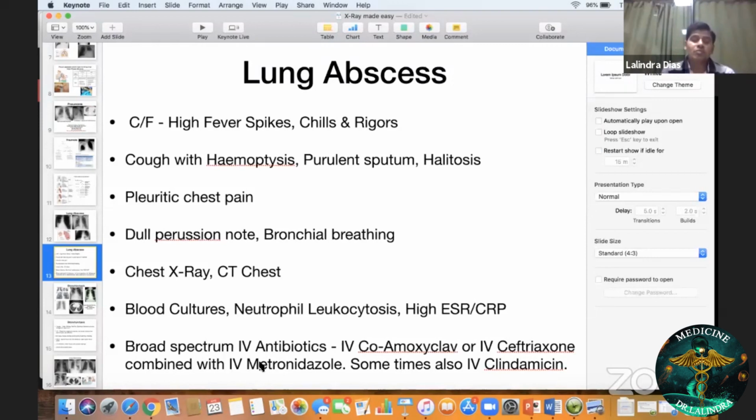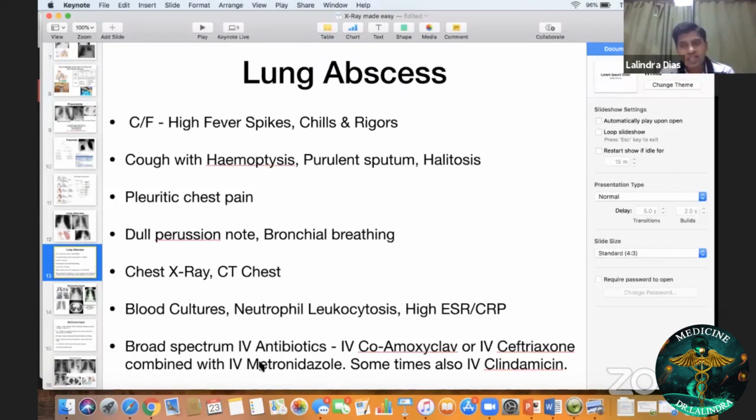Right? So I have mentioned the halitosis. What is halitosis? A bad smell in their breath. So when they breathe in and out through their mouth, you can get a bad smell. That is called halitosis. They also can get purulent, yellowish or brownish khaki colored sputum. Right. Okay. And also when they cough, they will get a pain in the adjacent area. That's called pleuritic chest pain.